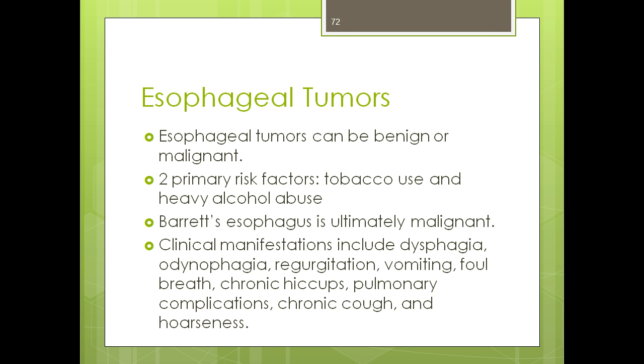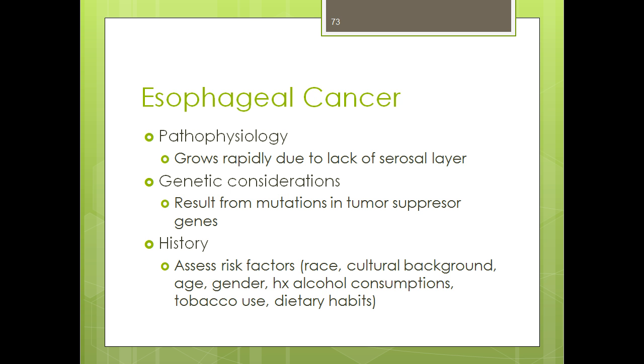Usually, when a person has Barrett's esophagus, it is ultimately malignant. The clinical manifestations include dysphagia, odynophagia, regurgitation, vomiting, foul breath, chronic hiccups, pulmonary complications, chronic cough, and of course, hoarseness. Those are the signs, so I suspect you would know that. It usually grows really rapidly because there's a lack of serosal layer.